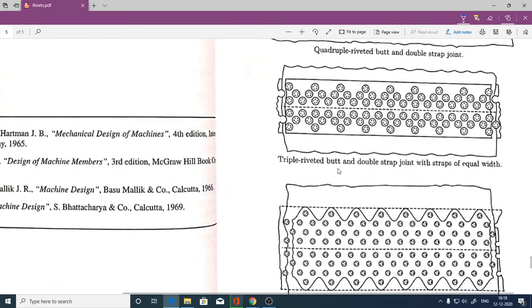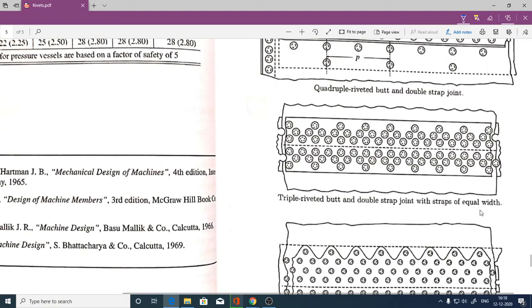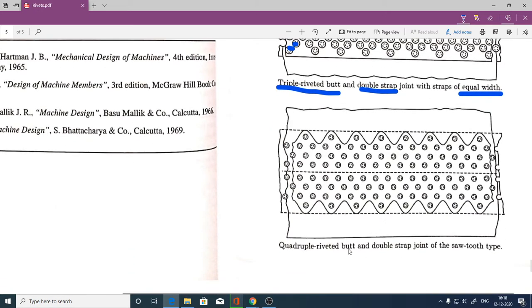Now coming to this one. In this case it is equal width. Now triple riveted butt joint and double strap joint. Triple riveted. Now look out 1, 2, 3. Now coming to here also, it's a saw type. That means the upper plate is of a saw nature. If you consider the rivets here, the rivets are also placed in saw nature here.